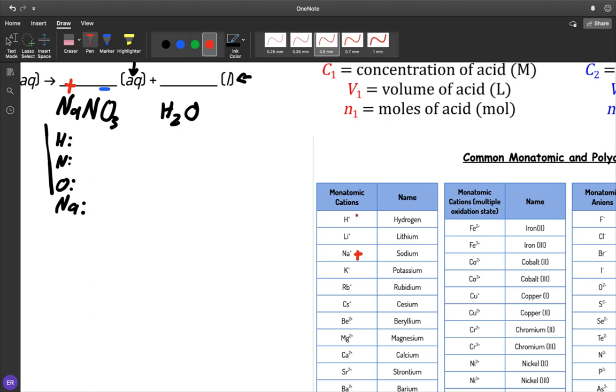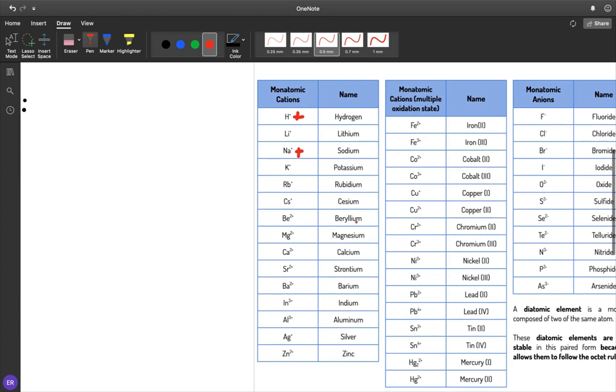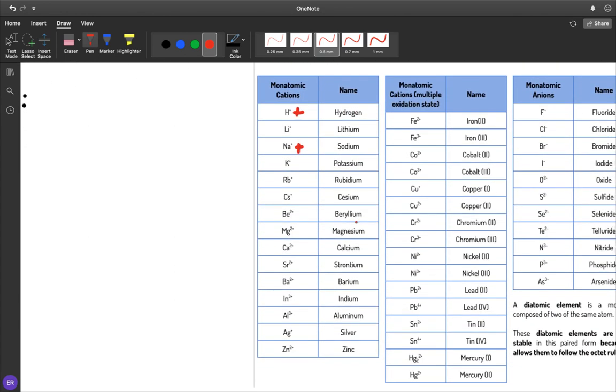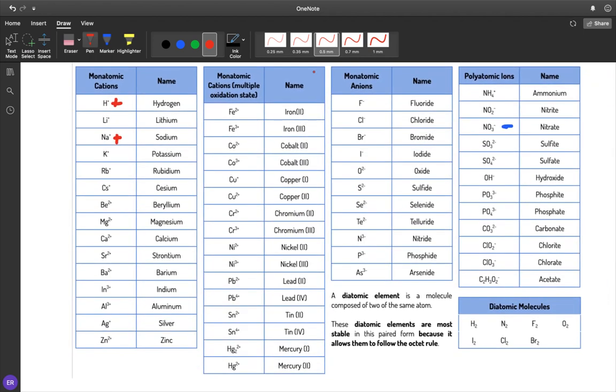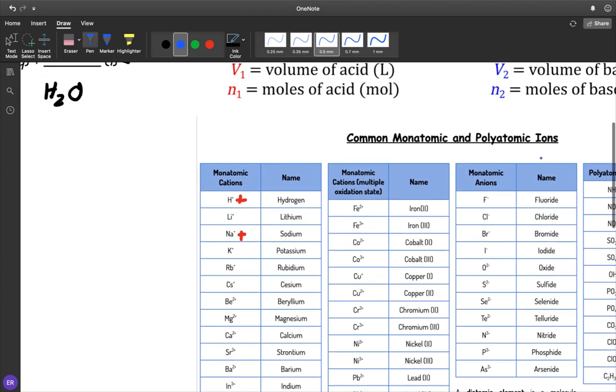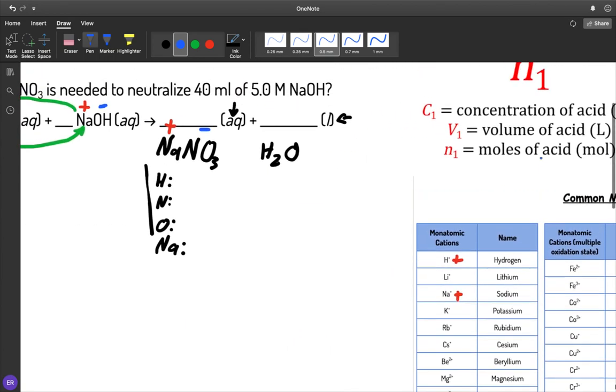H is plus. Again, it does not have a number, so it's a 1, so +1. And OH, hydroxide over here on the very left column, hydroxide OH minus, it doesn't have a number, so again, it's -1. So they fit perfectly. H is +1 and OH is -1 to create H2O.